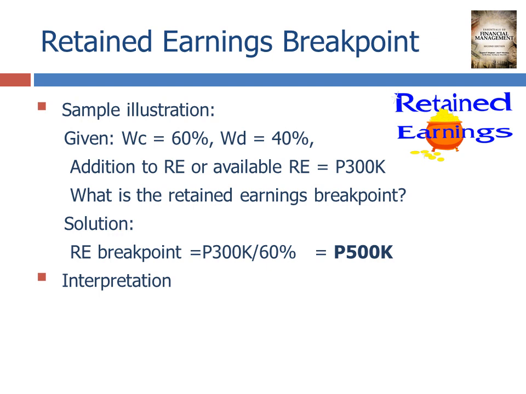So if we look at this further, the breakpoint is 500,000. 200,000 of that should be in the form of debt. 300,000 should be in the form of equity. Since we have an available retained earnings of 300,000, it's sufficient. We need not issue new common stock.